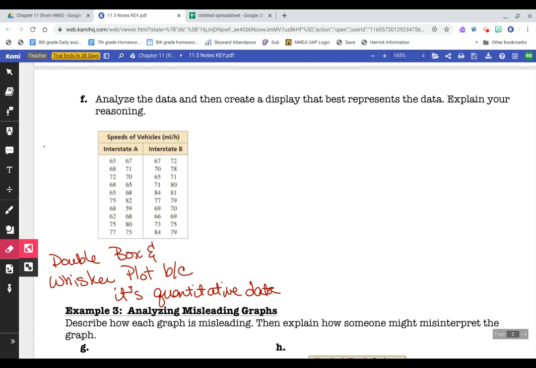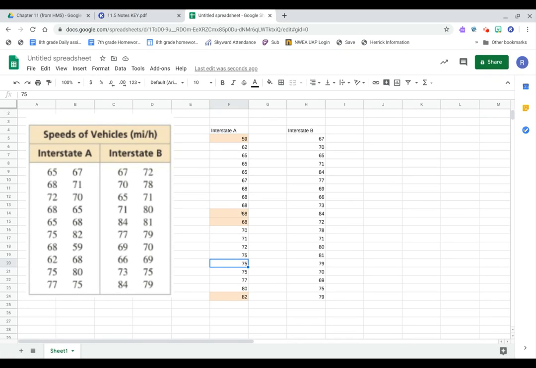So for Interstate A, 59, 68, and 82. So let's find the quartile 1 and 3. So quartile 1 will be in the middle of this first lower part of the numbers. So there's 10 numbers here. So let's go down to number 5. So 1, 2, 3, 4, 5.